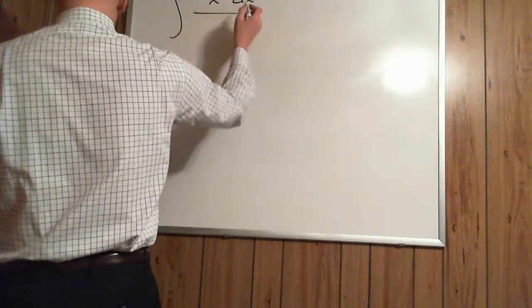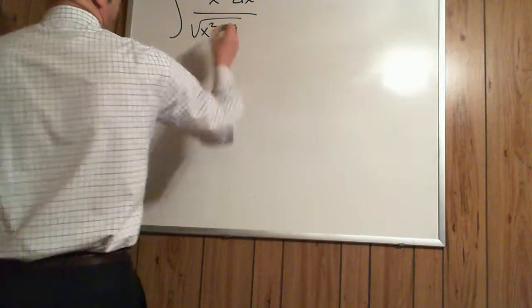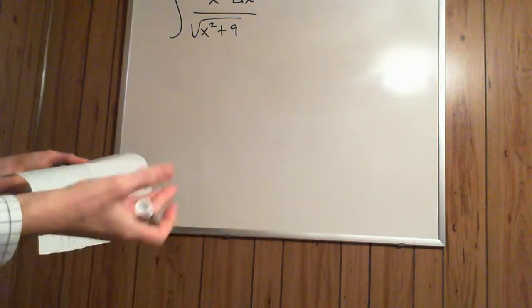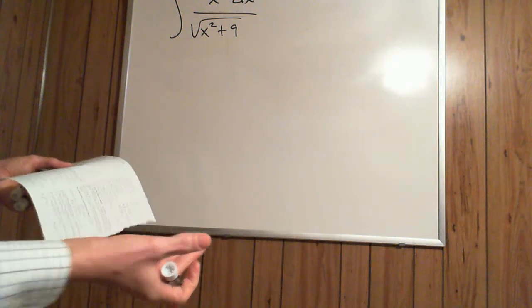Alright, next, another example is, suppose we have the indefinite integral of x dx over the square root of x squared plus 9. So once again, choose u. Try picking u to be the inside stuff of the quantity.